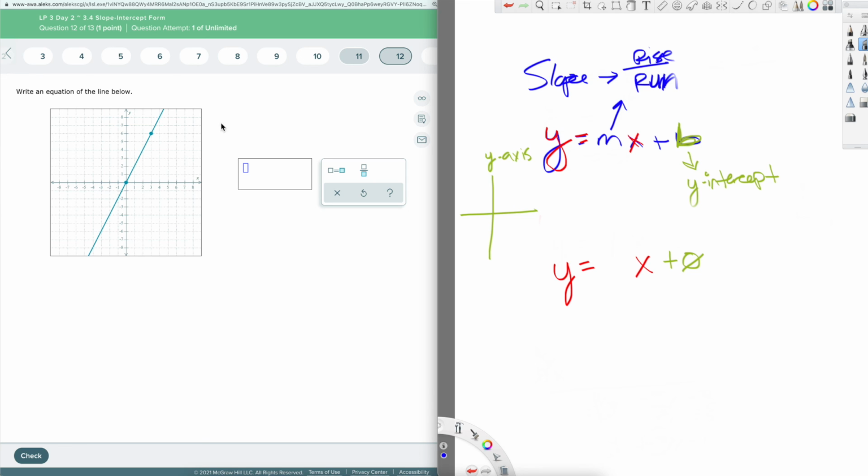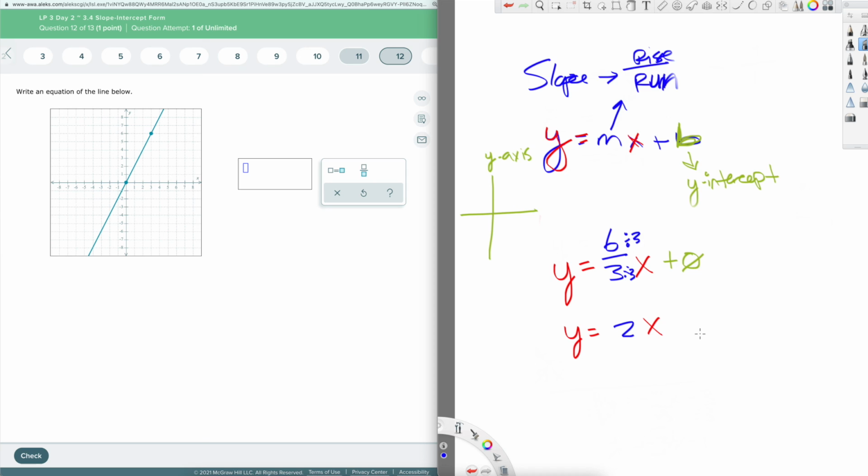So 1, 2, 3, 4, 5, 6. I have to go up 6 and 1, 2, 3. So I have to go up 6 and over 3 to the right. I need to reduce this because I can't leave it like this. So I can divide both of these by 3, right? I can reduce this fraction. So I'm going to have y equals, and instead of 6/3, I'm going to have 2 over 1. Do I really need to put 2 over 1? I don't. I can just say 2. I also don't need to include plus 0 because that doesn't change anything.